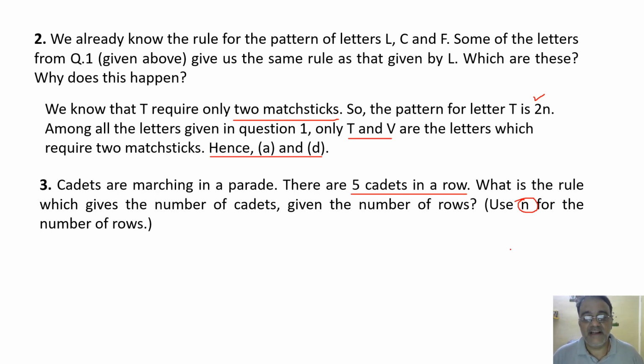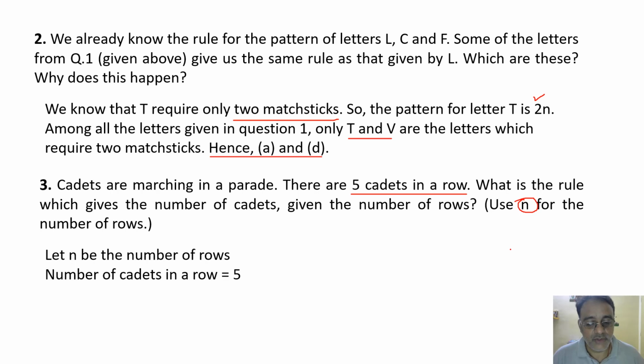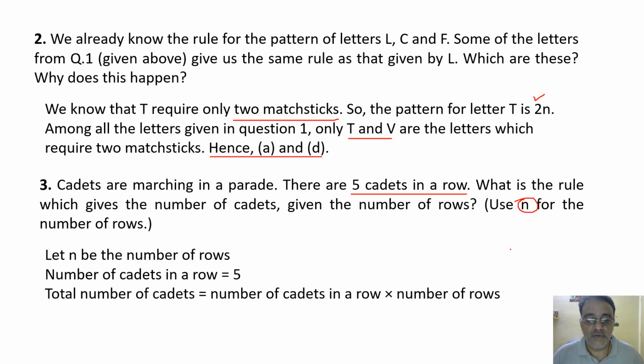ठीक है, so let n be the number of rows, and the number of cadets in one row is given as 5. So the total number of cadets formula will be the number of cadets in one row into the number of rows. So this is the formula. So we are getting 5 into n. So this is the final answer. Now we are moving toward question number 4.